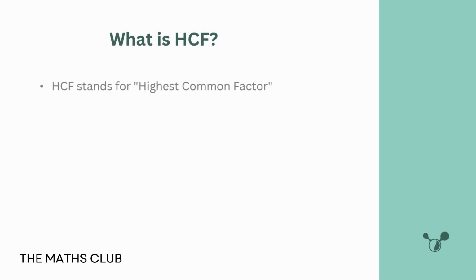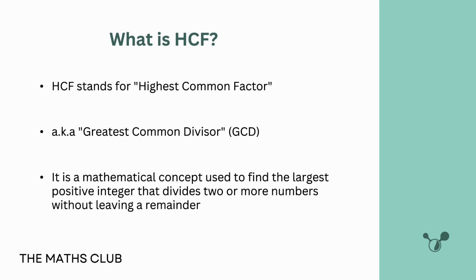Now, what is HCF? We're talking about factors, right? HCF is just the highest common factor, also known as the greatest common divisor. It's a mathematical concept used to find the largest positive integer that divides two or more numbers without leaving a remainder.